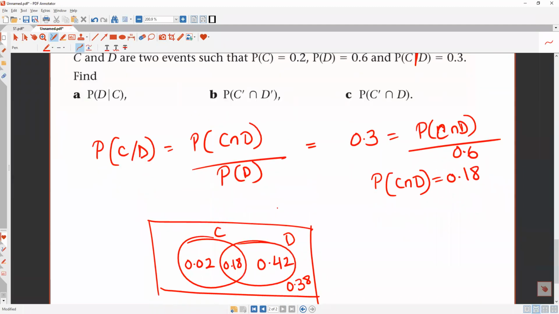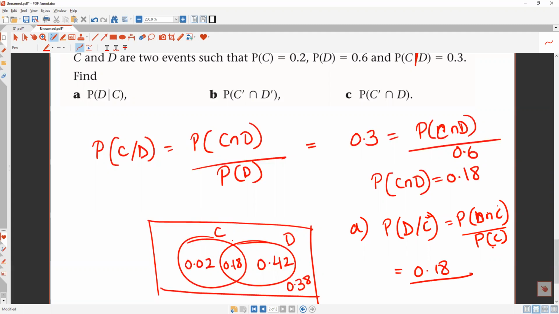Now বাকিগুলো তোমরা সবাই নিজে নিজে করা শুরু করো। কিভাবে? For example, A part they said probability of D/C মানে কি? Probability of D intersection C divided by probability of C. এখানে যে নাম্বারটা থাকে লাস্টে ওটাই নিচে আসে সব সময়। So D/C লাগবে, D intersection C 0.18 divided by PC. What is PC? PC is 0.2. 0.18 divided by 0.2 কত? 0.9.